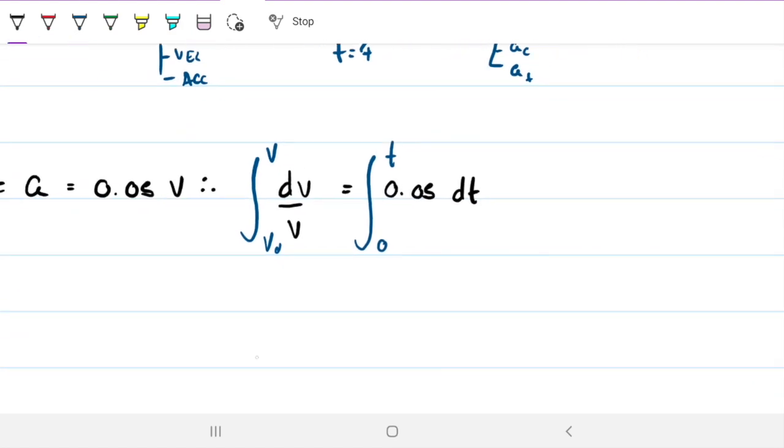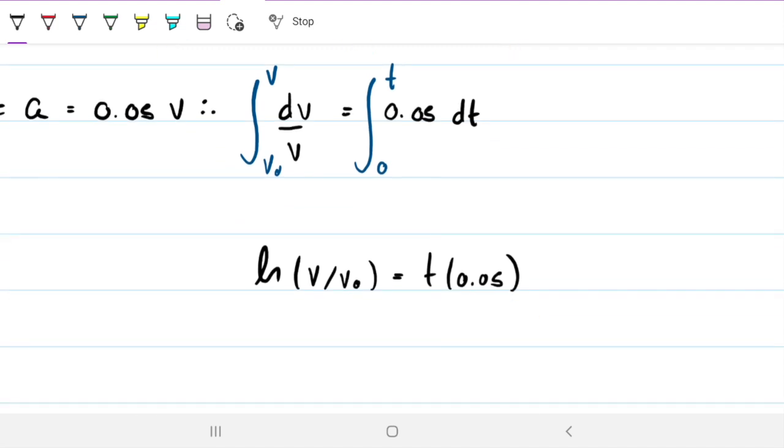This integral here is the natural log of v over v naught. And that has to be equal to 0.05, which becomes a constant, so I can sub in. If I'm doing from 0 to 4, well, let's just do t times 0.05. Brilliant. Now, what can we do? We can find the velocity at time equals 4.